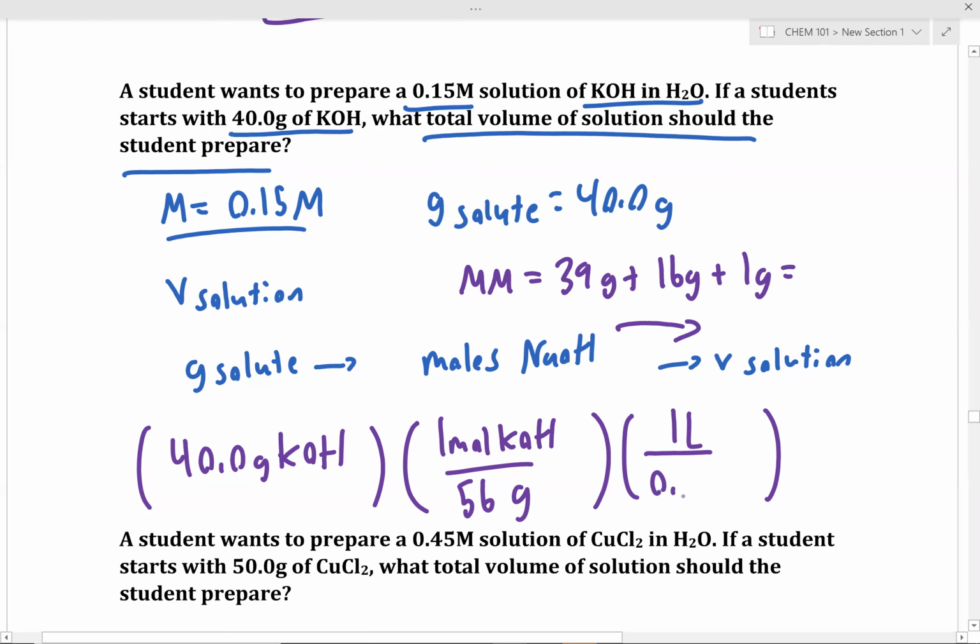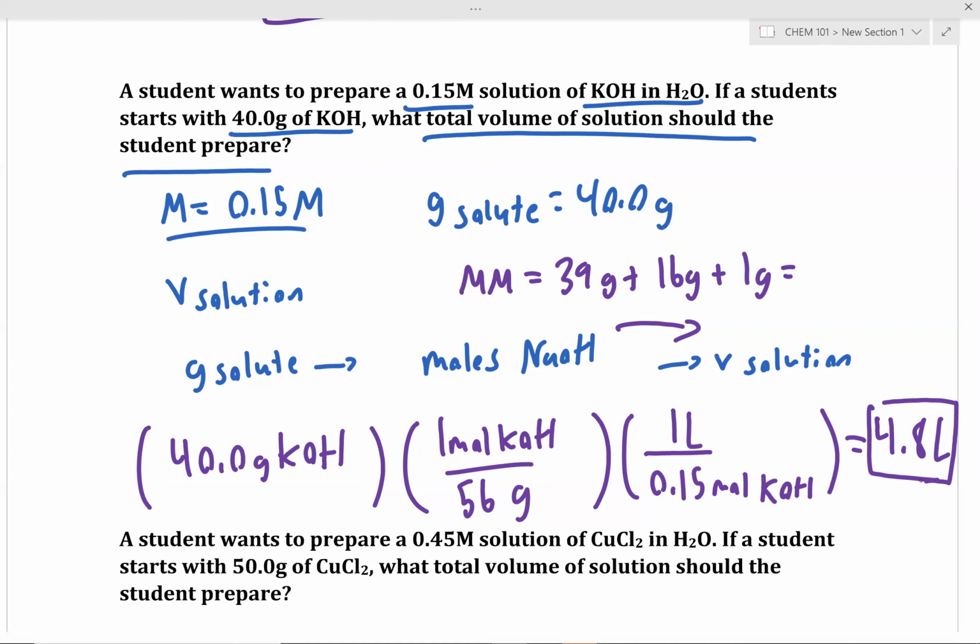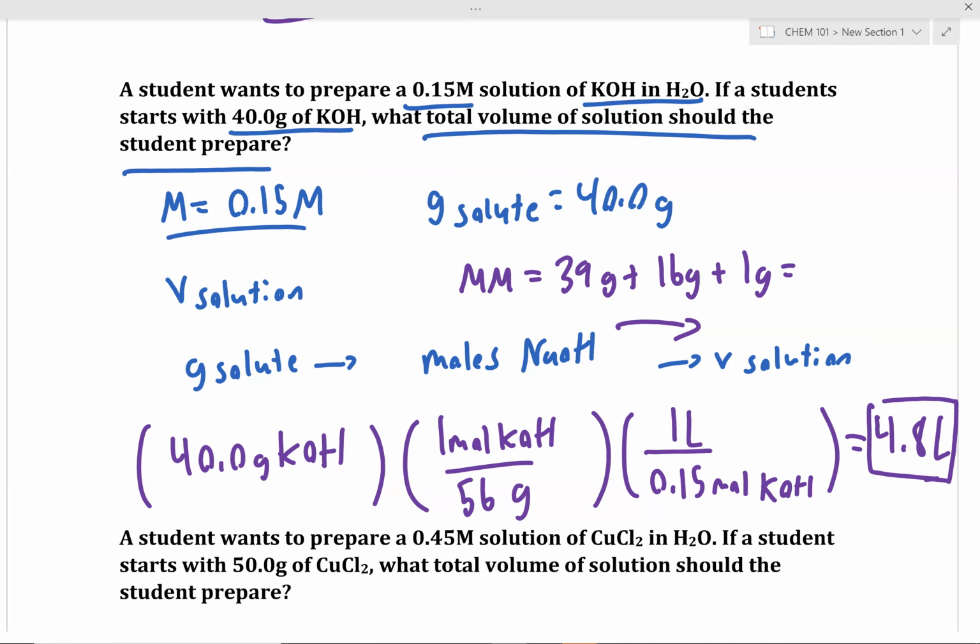Yep, 0.15 moles, and this is moles, more specifically, of KOH. Punching this into our calculator, we have 40 divided by 56 divided by 0.15. That in turn gives us 4.8 liters. The reason why I rounded to 2 sig figs: how many sig figs does our molarity have? 2. Any questions on this example? If not, I will let you loose for a second set of examples.